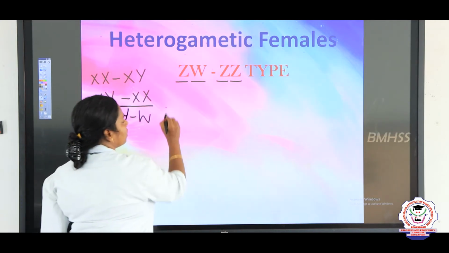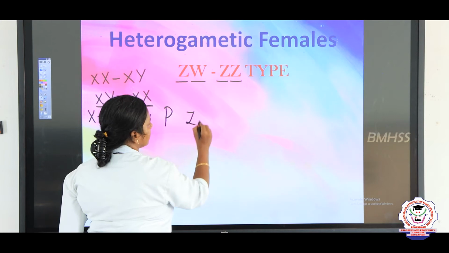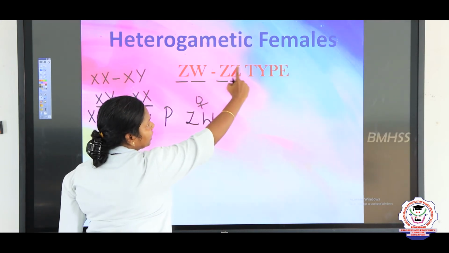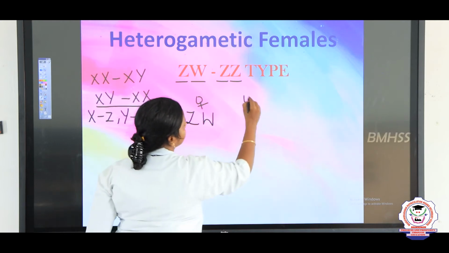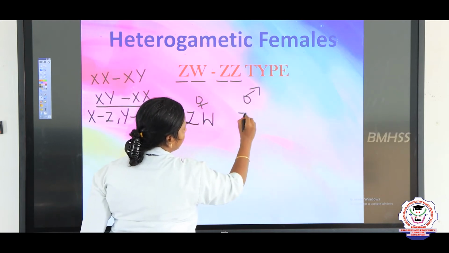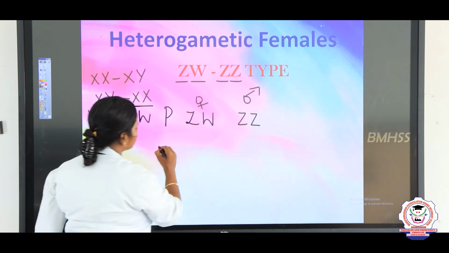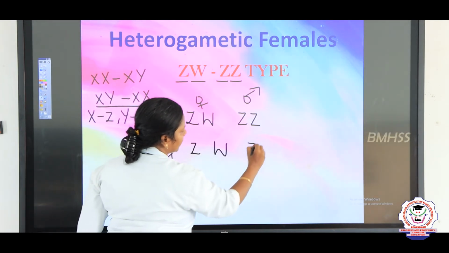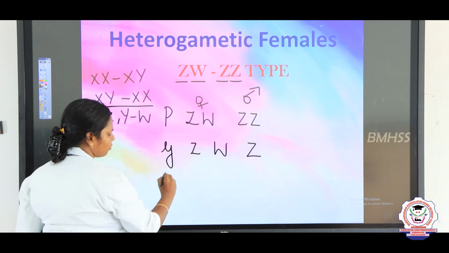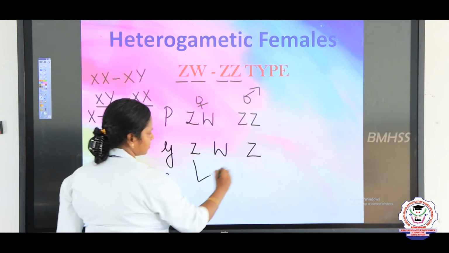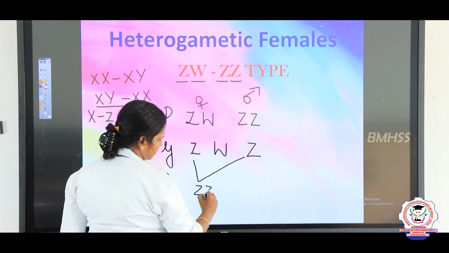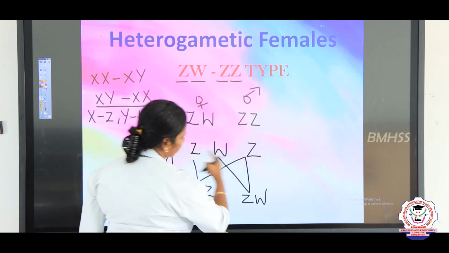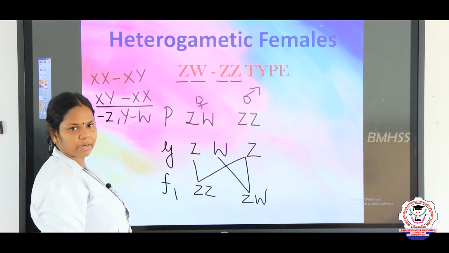So now the parents will be, the female will be ZW. Females are heterogametic and males are homogametic. So only Z, Z. So what will be the gametes produced, children? From this Z as well as W, and from this only Z. And when we cross, what will be the F1 generation? ZZ and ZW. So the heterogametic condition is responsible for determining the sex.